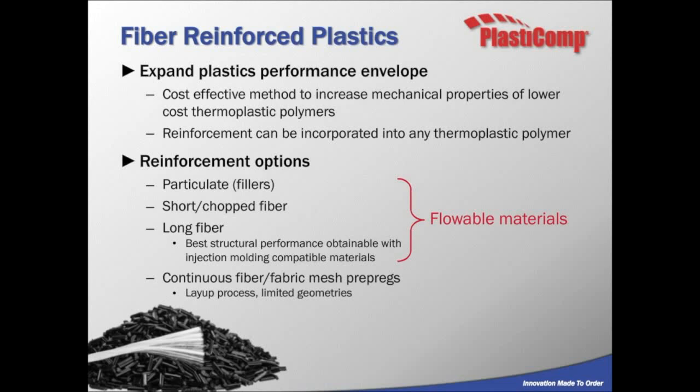There are particulate fillers, which add to stiffness but don't add to strength or other mechanical properties. There are short chop fiber reinforcement options as well. And then what we're going to be talking about mainly today is long fiber. These offer the best structural performance obtainable with injection molding compatible materials. And then there are also continuous fiber fabric, mesh, and prepregs, and these are used in layup processes. They have limited geometries that can be used, and they have long cycle times, adding to the cost of manufacturing.